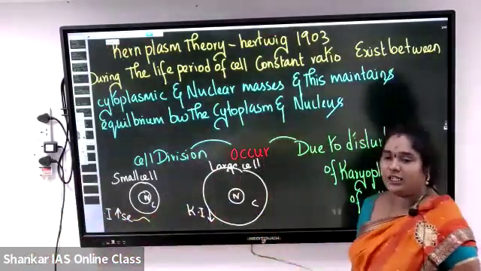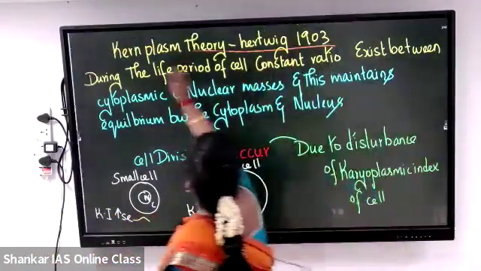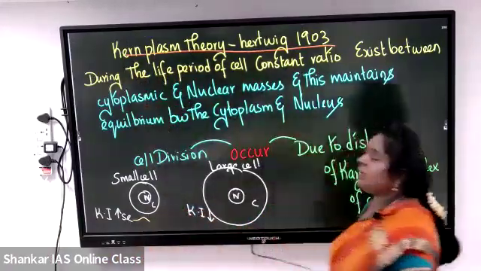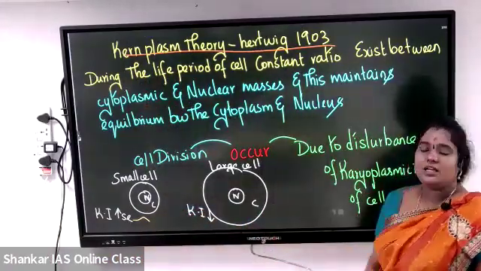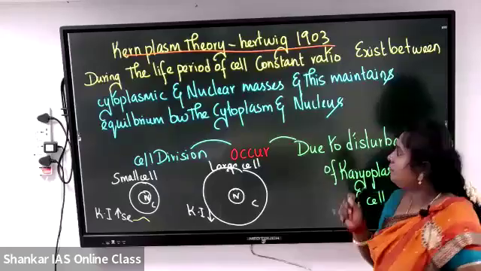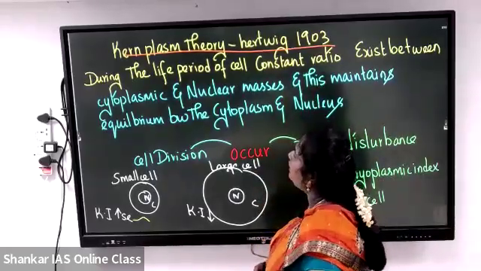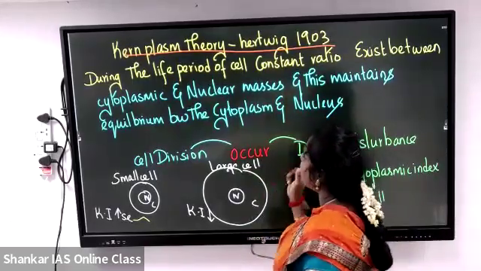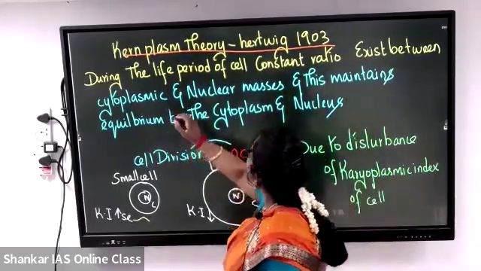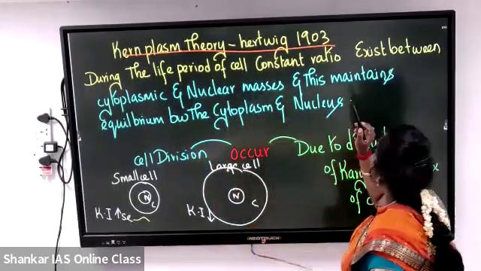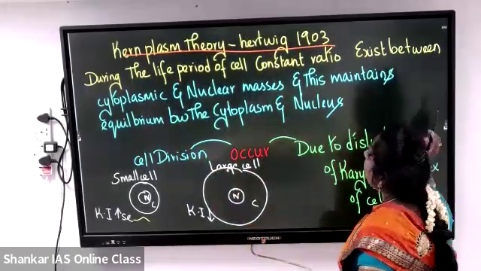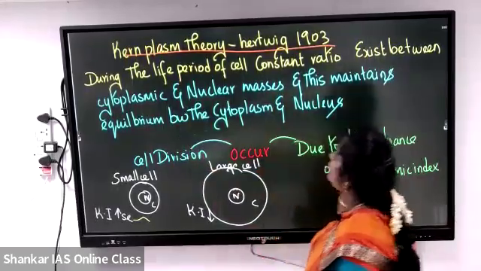There was a theory called the kern-plasm theory in 1903 by a person called Hertwig. There was a theory called what? Kern-plasm theory, by Hertwig in 1903. So please understand these lines. I'll read it once. During the life period of a cell, a constant ratio exists between the cytoplasm and the nuclear mass.